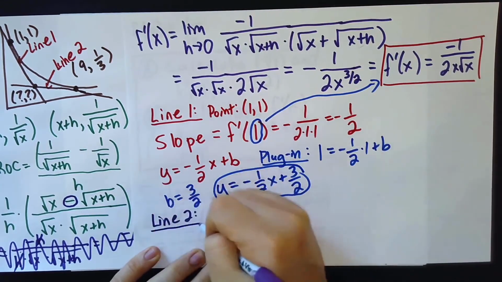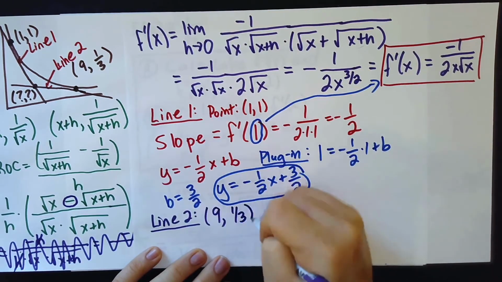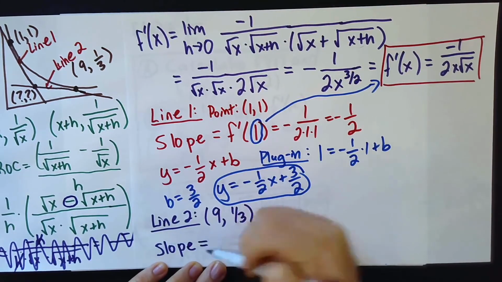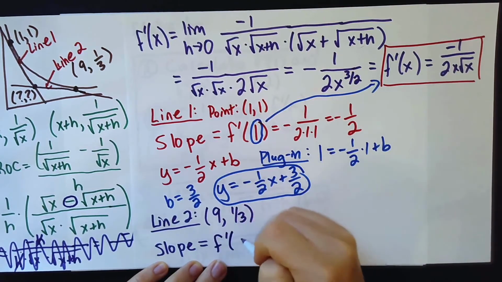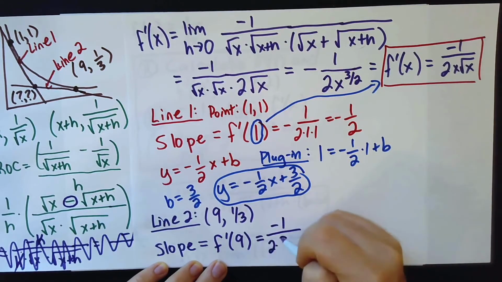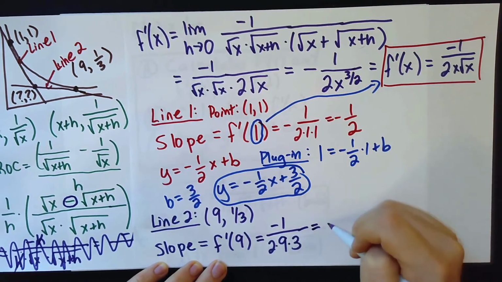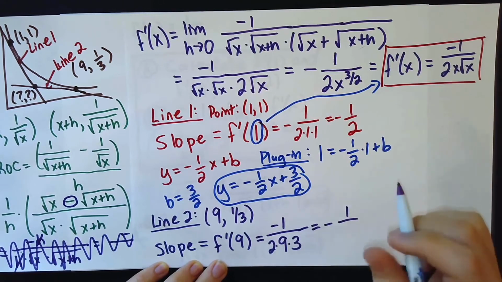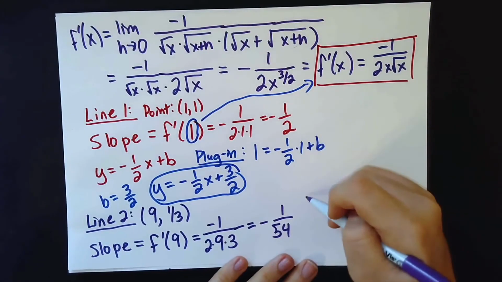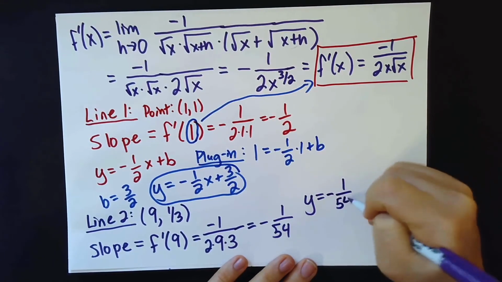I need to do the same thing for line 2. Line 2 has the point (9, 1/3). And then its slope is going to be given by f prime of 9, which is minus 1 over 2 times 9 times 3 by our formula. That is minus 1 over, and that looks like 54. So the equation of my line here looks like y equals minus 1/54 x plus b.